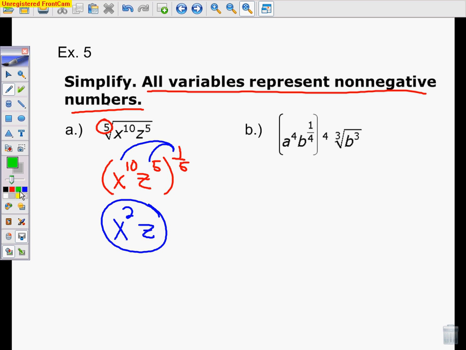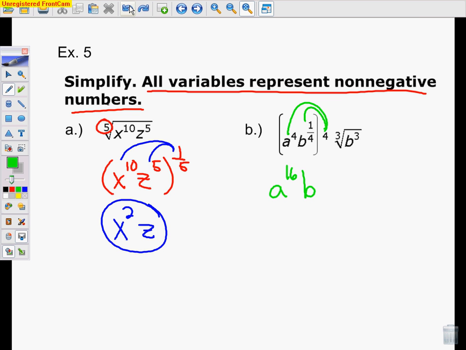Same thing in part B. In part B, we have a 4 on the outside here that distributes into the parentheses. So we're raising a power to a power. That's going to be a to the 16th. We multiply those exponents. In B, we'd have b to the 1st, because 1/4 times 4 is 1.